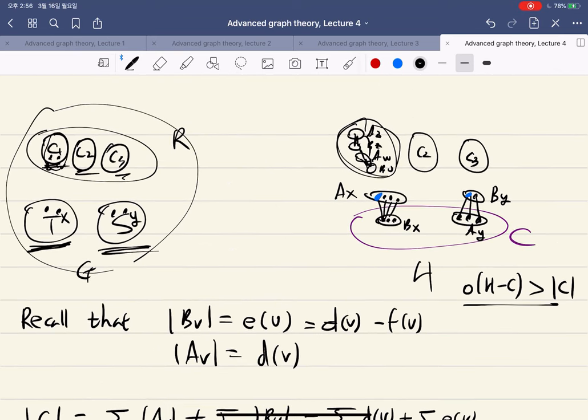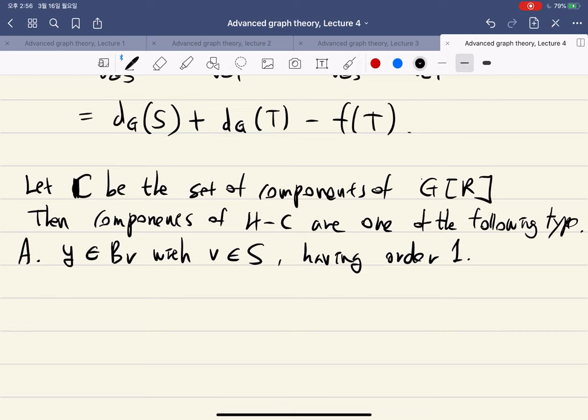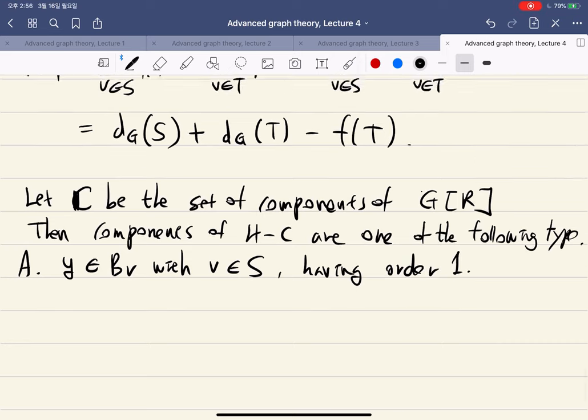So here, we know that this vertex in BV has no other neighbor. All its neighbors are already in C, which we delete. We delete C, and then we see how the components look. So each of these vertices becomes a component on its own. So which is the first type? Say A, we have Y, which is in BV for some V in S. And in that case, it has size 1, order 1. So we have this one-vertex component.